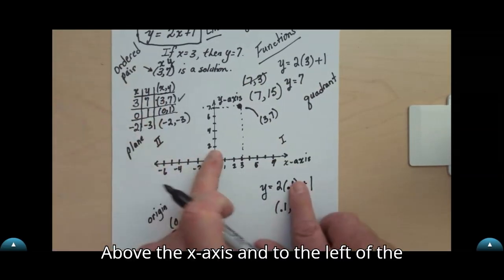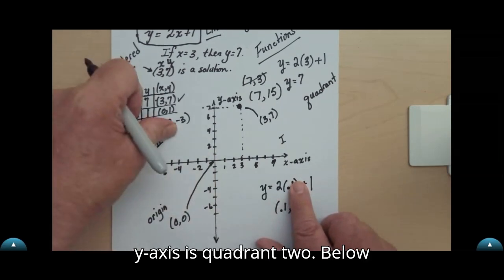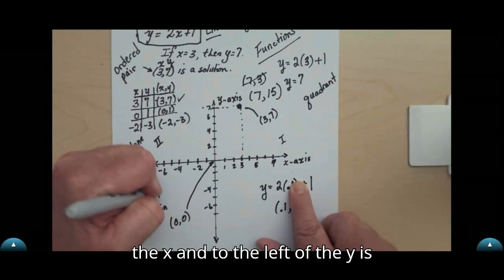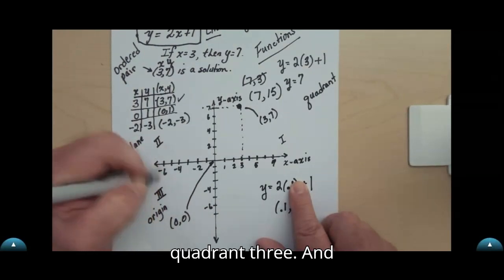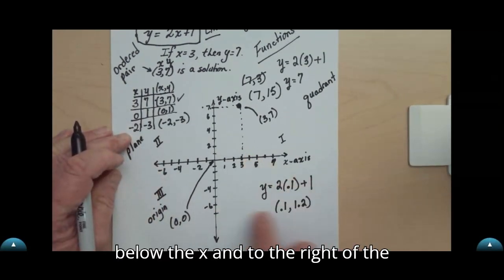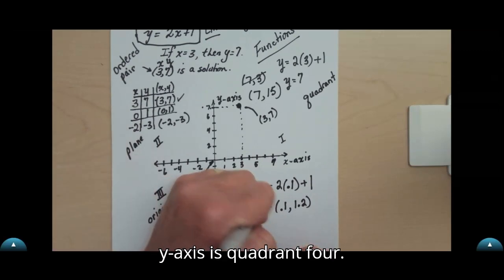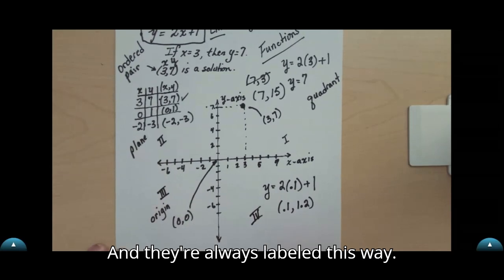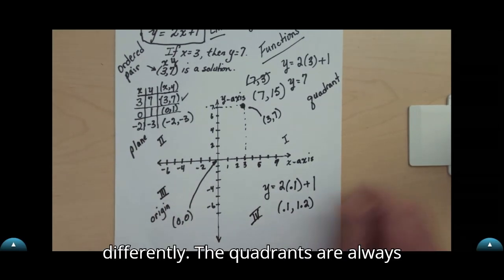Above the x-axis and to the left of the y-axis is quadrant 2. Below the x-axis and to the left of the y-axis is quadrant 3. And below the x-axis and to the right of the y-axis is quadrant 4. And they're always labeled this way. You'll never see them labeled differently.